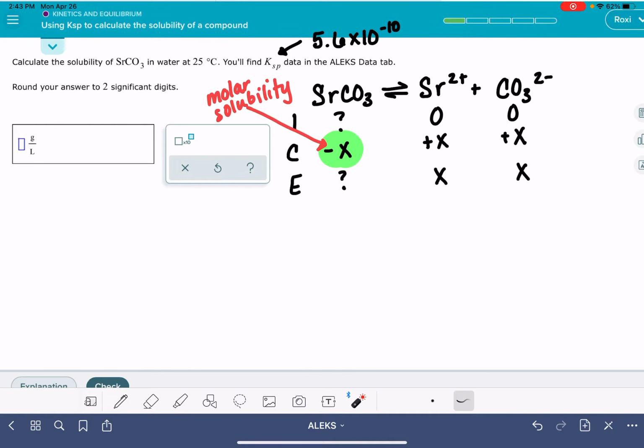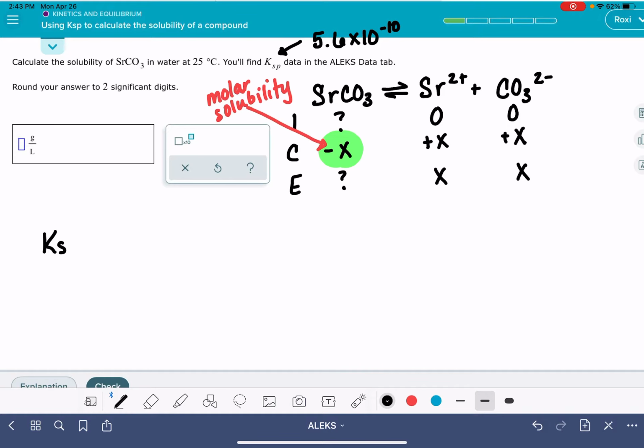You do need to be really careful in these problems because occasionally you're going to have a stoichiometric coefficient, and if you do, you need to make sure that you're carrying that stoichiometric coefficient down into the ice table. So we need to start by solving for x because that will give us the molar solubility, which we can then convert into the solubility.